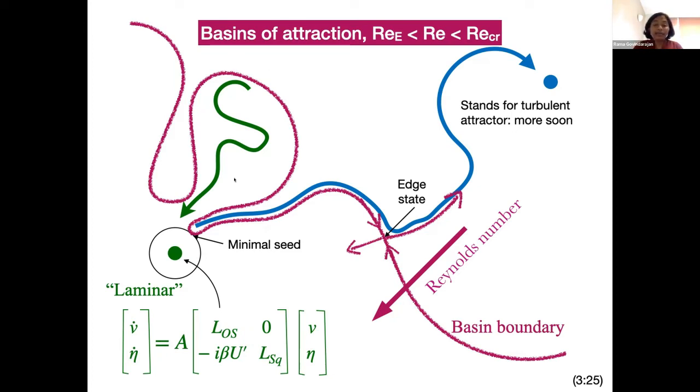From this boundary, nothing can cross. So everything depends on the initial condition. If you start with an initial condition here, you go towards turbulent. You start it here, you go towards laminar. You could go through a very convoluted path, but you will always stay on this side of the basin boundary. This was the basic concept. Depending on the initial condition, you can be on this side or that side.